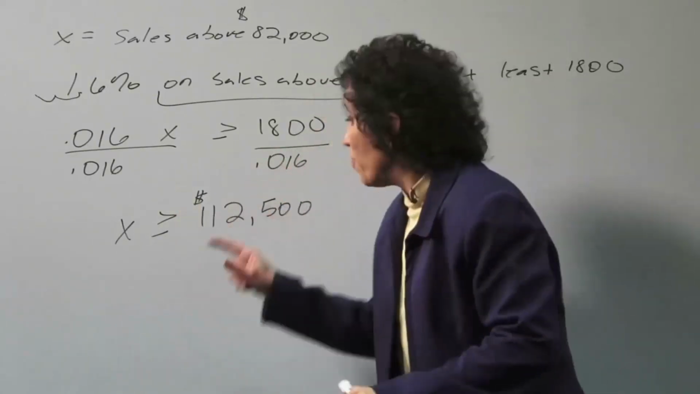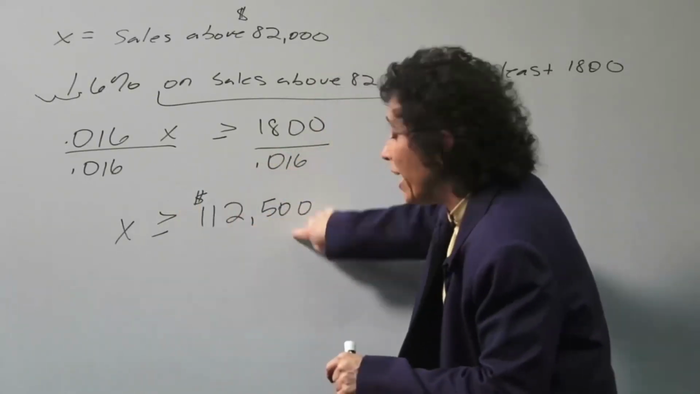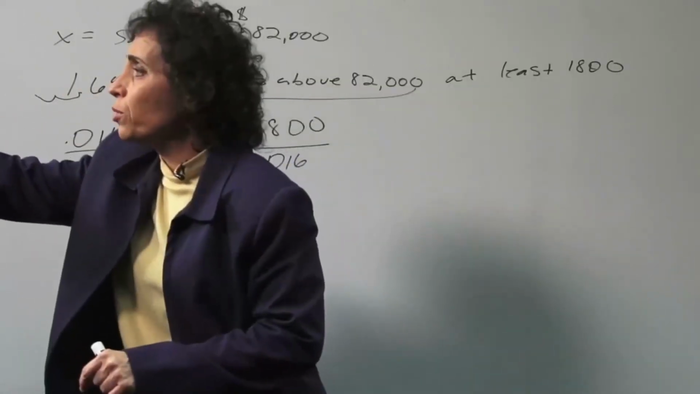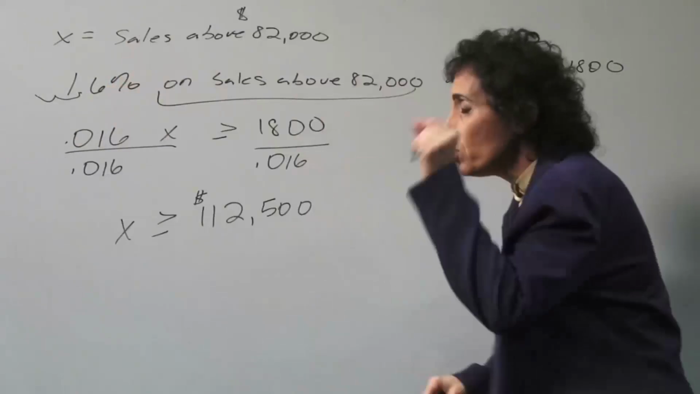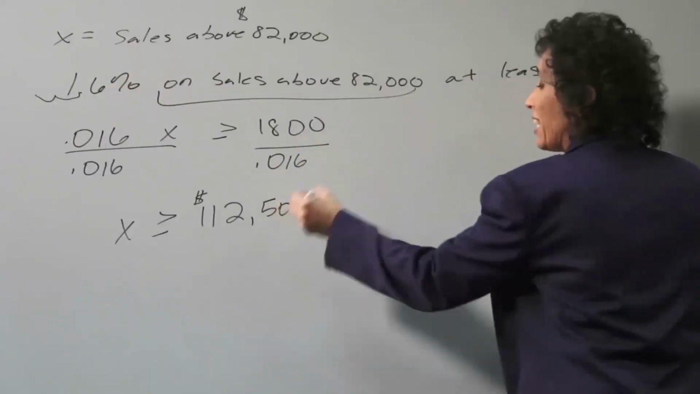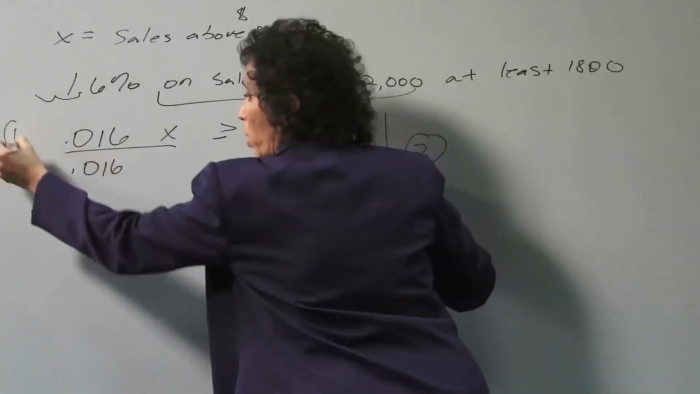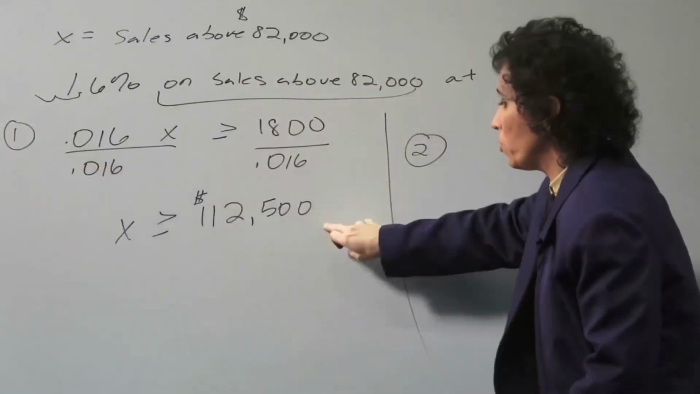Think about what you want. That's his sales above 82,000. You want his yearly salary. Mark's annual sales must be... so you want his annual sales. That's the sales above 82,000. So this is step 2 here. Step 1 is to figure out what his sales above 82,000 is.